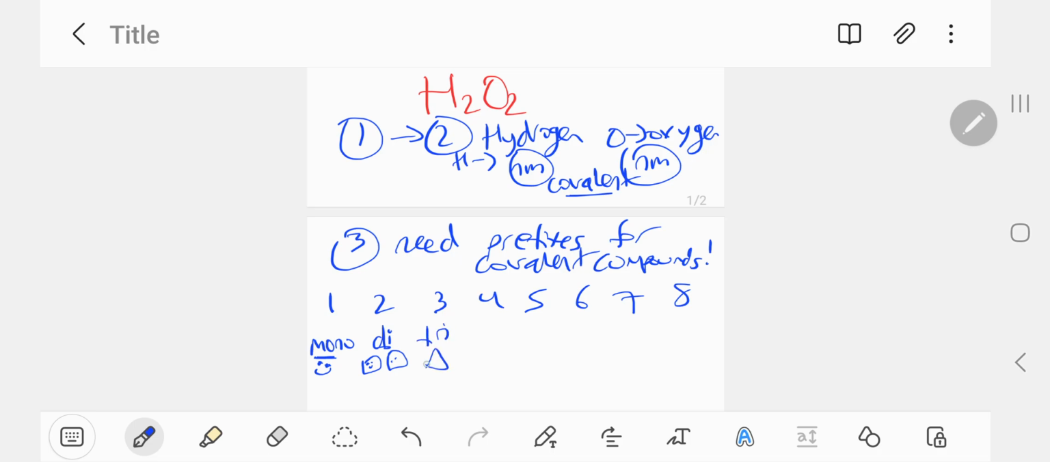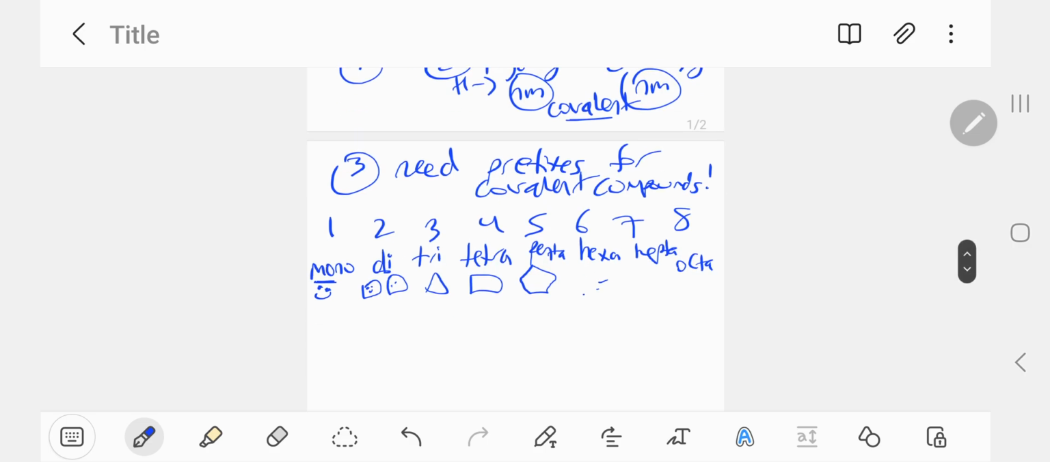Tri is 3. Think of a triangle, it's got 3 sides. And then tetra is 4. Just think of Tetris, the game. 5 is penta. Think of a pentagon. 6 is hexa. Think of a hexagon. I'm not going to draw it. 7 is hepta. And 8 is octa. Think of an octagon. So from 5 to 8, just think of polygons like a pentagon, hexagon, heptagon, octagon. So these are the prefixes.